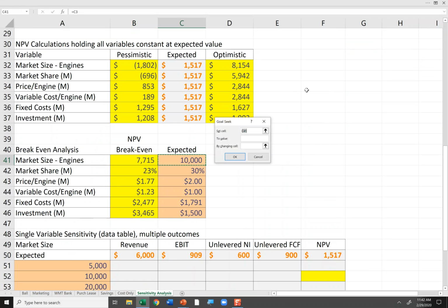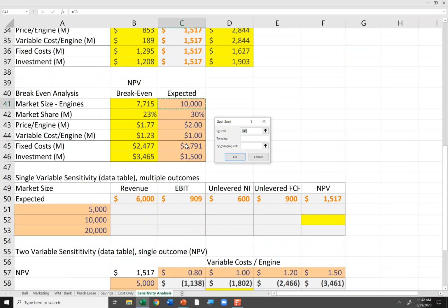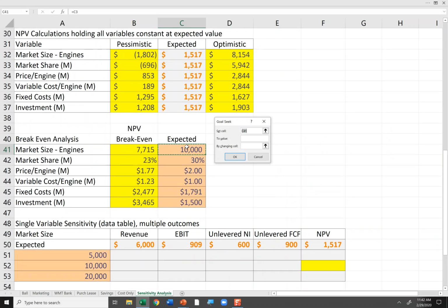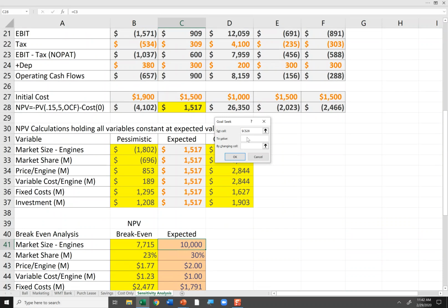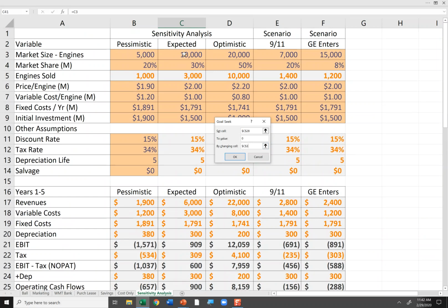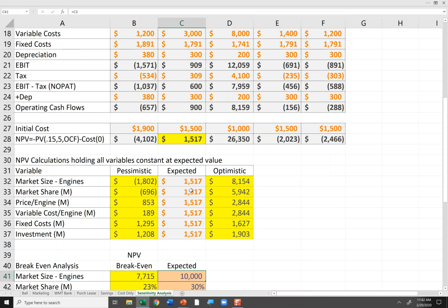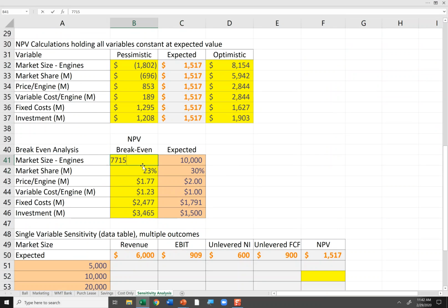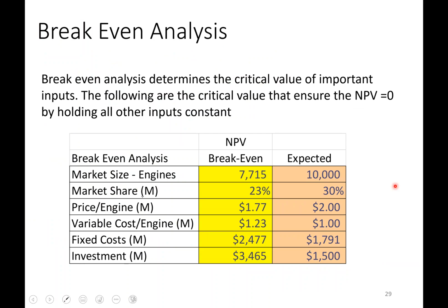goal seek, let's set the base case NPV, that's this 1517, to a value of 0 by changing my base case market size. So what market size makes the project 0 NPV? Looks like it's 7715. I'll hit escape, and I would type in 7715. So you'd have to do that for each one of these variables, and you'd find out that my NPVs go to 0 with these levels of market size, share, and these others. So interesting analysis. What are the break-evens?